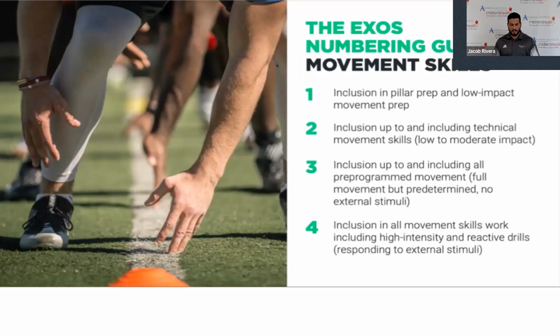We typically will utilize an Exos numbering guide for our movement skills. So this helps us in the context of phase 1, 2, and 3, but it helps us to identify where an athlete fits. So number 1, that's going to be somebody that's in phase 1. Phase 1 is going to include very low impact movement preparation and maybe some wall drills, maybe some sled drills that are not risky and are just concentric based movements.